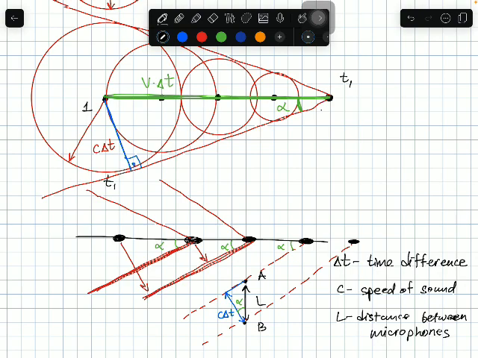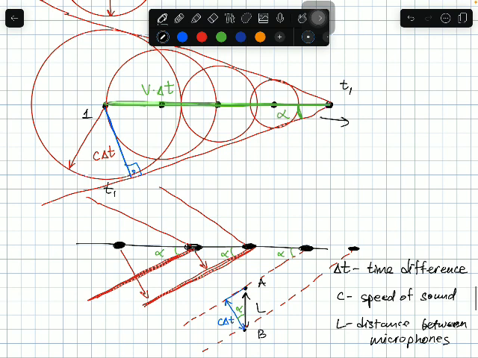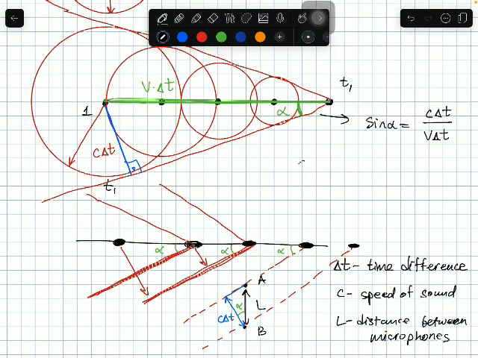So from this picture, we can make the following relation. We know that sine alpha equals c delta t over v delta t. Okay, sine alpha, the delta t's can be cancelled, so eventually we will get c over v. So this is a very important result that we will use shortly.